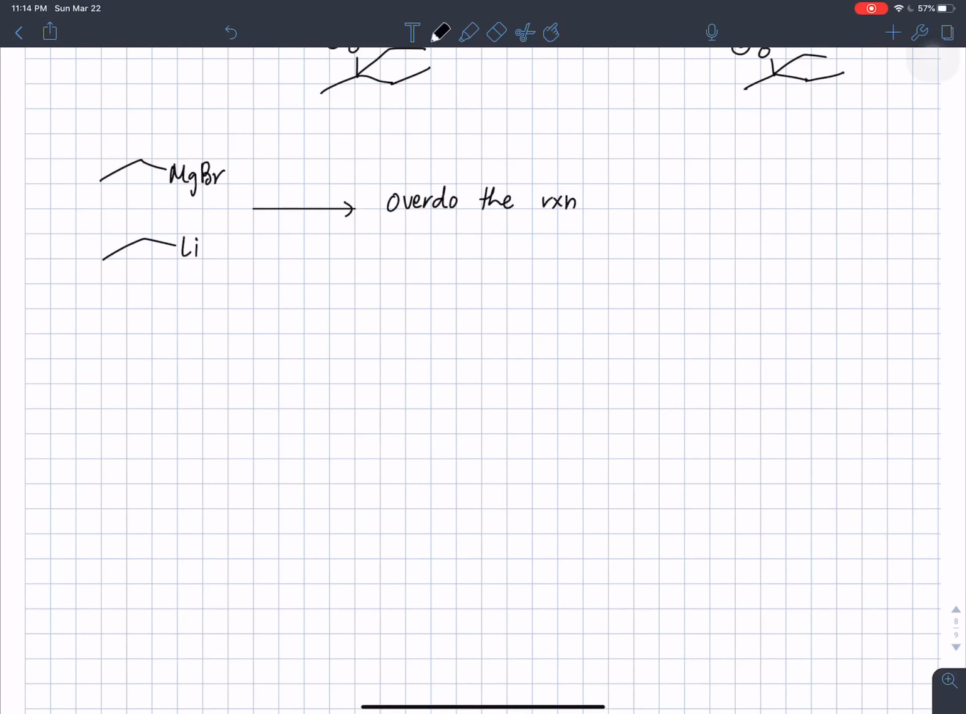However, if you instead decide to do Gilman, which was CuLi, so let's say instead I have this as the question. This won't overdo the reaction. Let's say I have this thing, CuLi, and the second step is water or H plus. This won't overdo the reaction, and you'll actually stop after you add those two carbons. So the final answer here will be this.